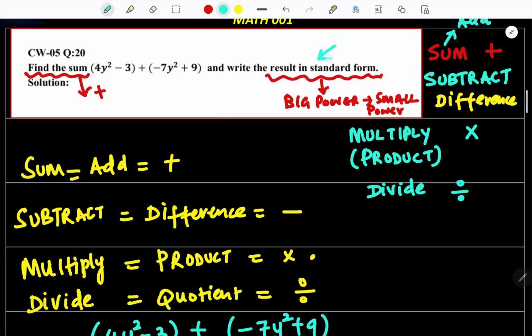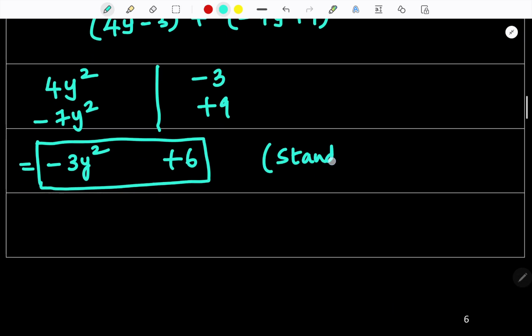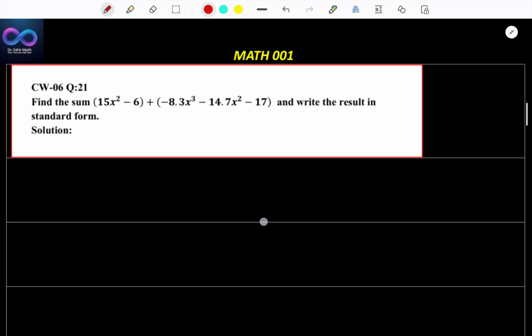Write the result in standard form. Yes, this result is already in standard form. How can you say this, teacher? Look here. The power is 2, and the power here is 0. So it's already in standard form. Let me go to the next question.